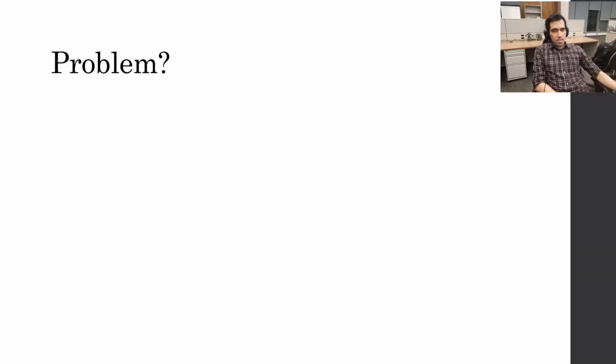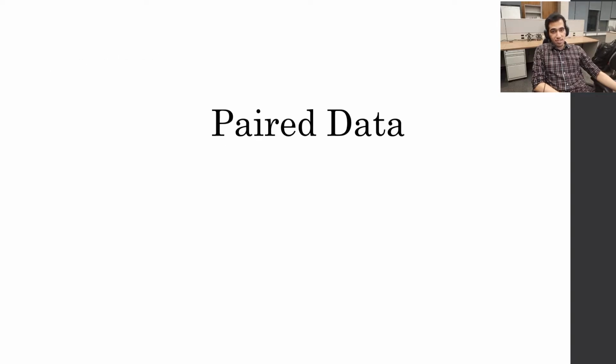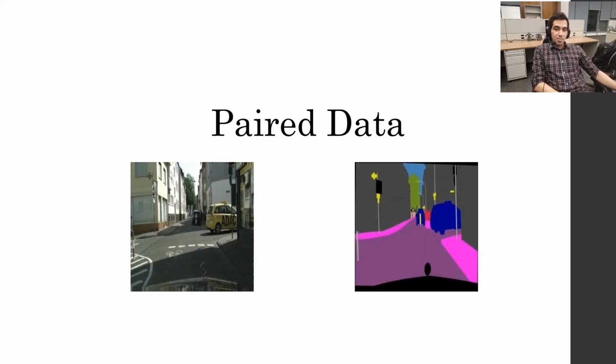So what exactly is the problem here? Traditional methods for image-to-image translation usually needed a lot of paired data. What exactly is paired data? For every corresponding image from domain X, we also need an image in domain Y. And there are a limited number of datasets that actually have these features. One example is the Cityscapes dataset, where for every ground image we have a segmentation image.